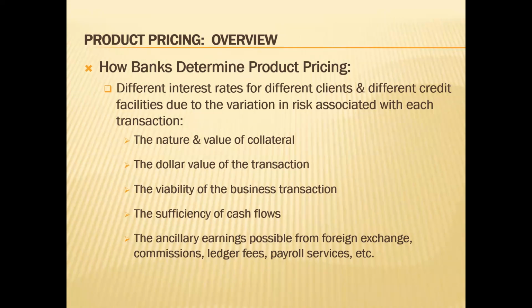Okay, and so we said that the variation of risk is one of the key factors that affects the different interest rates, and that those are related to the nature and value of the collateral, the dollar value of the transaction, the viability of the business transaction, the sufficiency of cash flows, and any other earnings that can be made, possibly from foreign exchange, commissions, ledger fees, payroll services, etc.